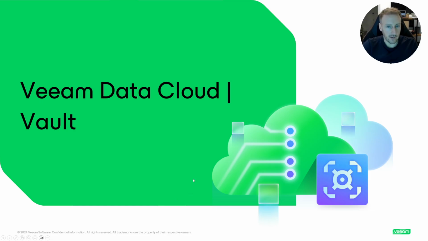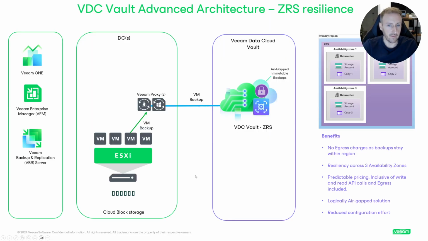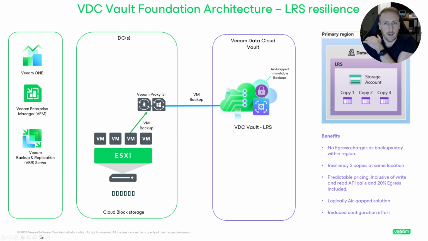So Veeam Data Cloud Vault comes in two flavors, Advanced and Foundation. Advanced uses Azure ZRS resiliency to give you 12 nines of availability and comes with unlimited egress and transaction charges, and this is roughly what it would look like from VMware straight into Vault. And then Foundation uses LRS or 11 nines availability and comes with a 20% egress fair use policy.